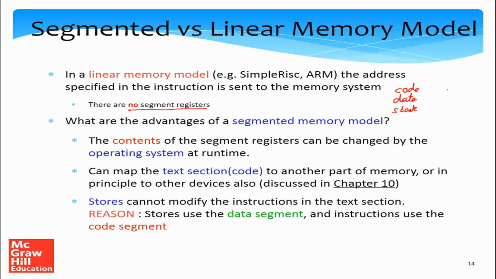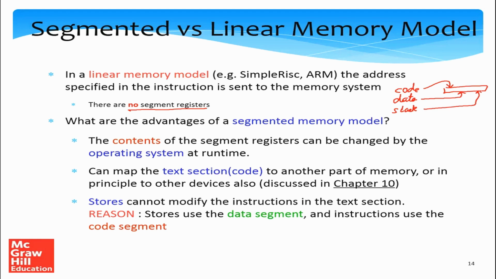Given our conceptual view of memory, we map these segments to different locations, and every single address is specified as an offset from its segment register. We will see this kind of a model has some advantages. We'll not be able to discuss a lot at this point of time. We'll actually discuss more of this in chapter 10, the chapter on memory system. But the idea basically is that this gives us some amount of security.